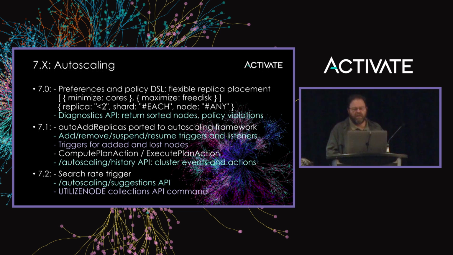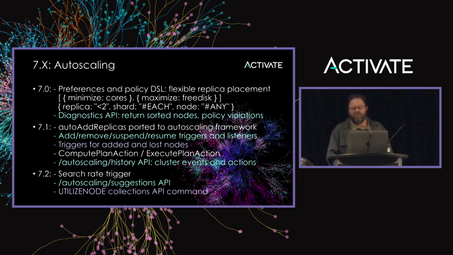In 7.1, the auto-add replicas functionality was ported to the autoscaling framework, and triggers and listeners were added, with support to add, remove, suspend, and resume them. The first triggers were for the events of added and lost nodes. And actions associated with triggers were introduced to compute a plan and execute it.